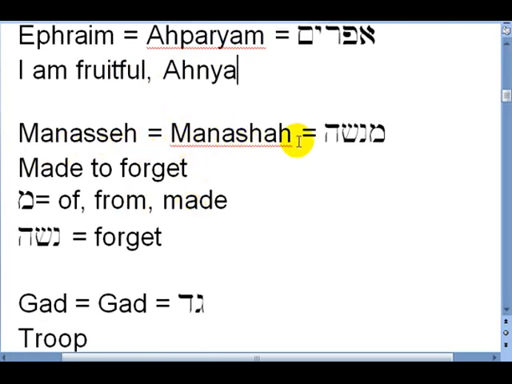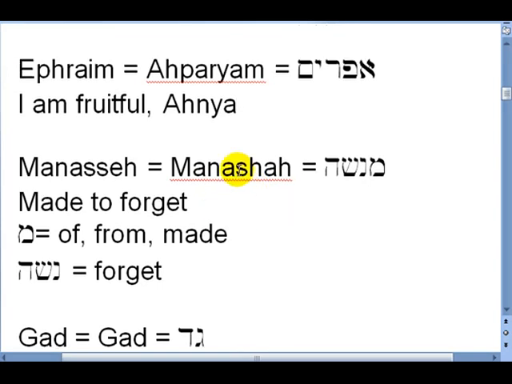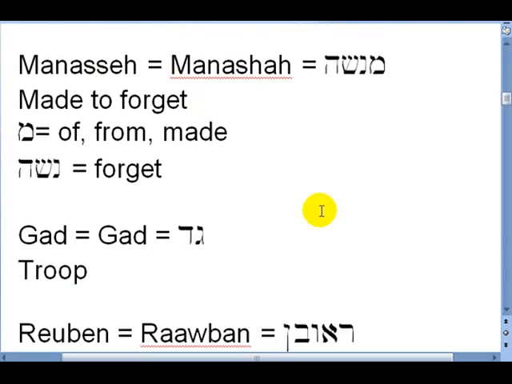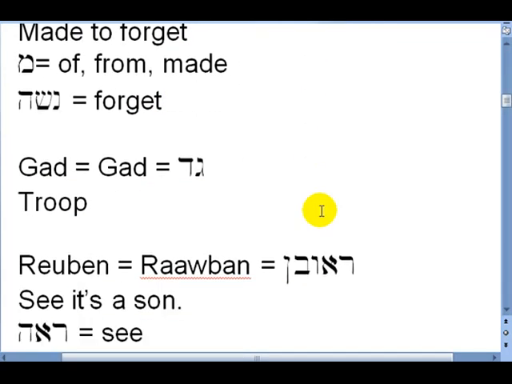Manasseh, Ma-na-sha, made to forget. The ma at the beginning of a word is of or from. In this case, you could use the word made, and then the nasha at the end of the word here, nasha, is forget, made to forget. That's what the word Manasseh means. Alright? Because when Manasseh was born to Joseph, the Lord made Joseph basically forget about all the turmoil he was going through by giving him children in this land, mainly, beginning with Manasseh.